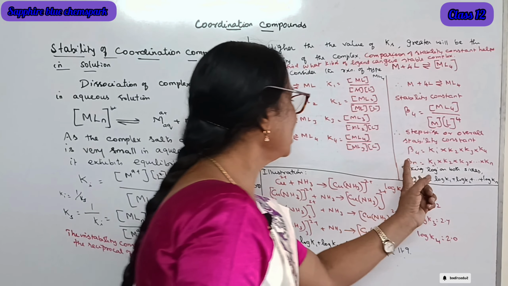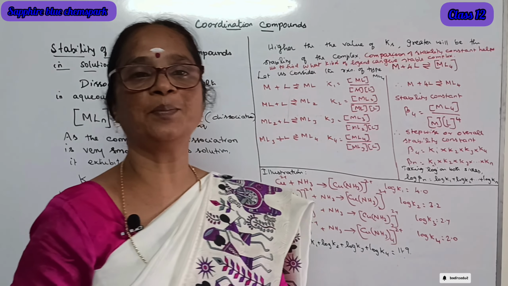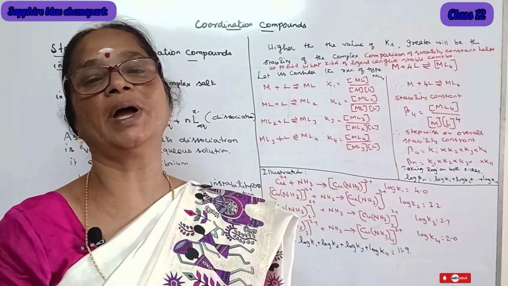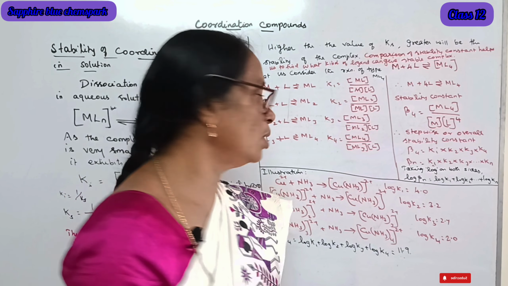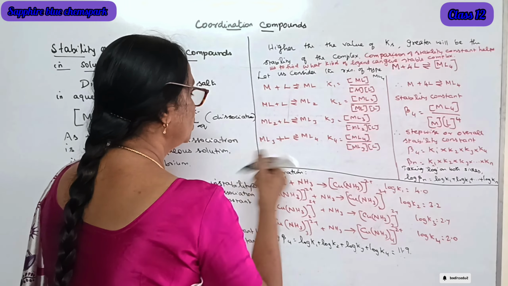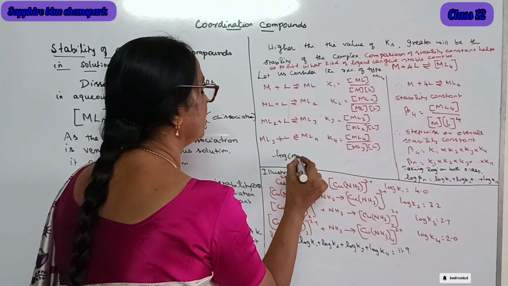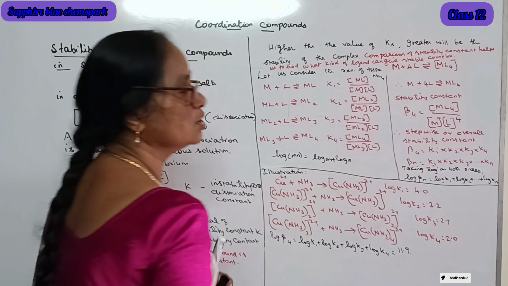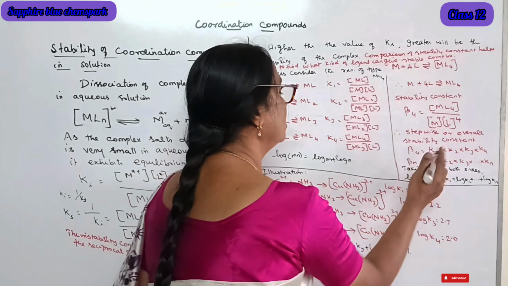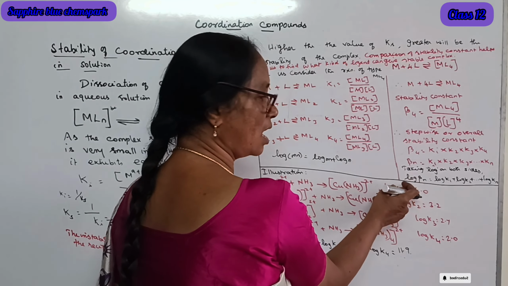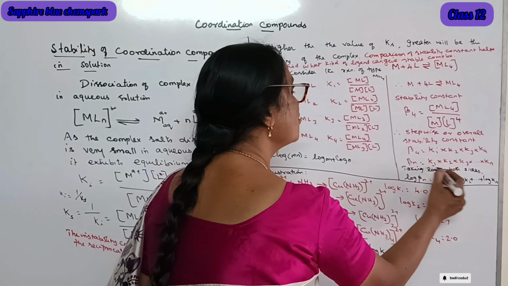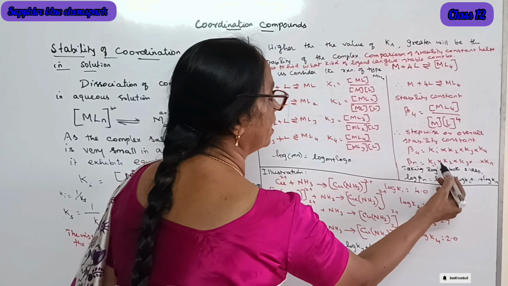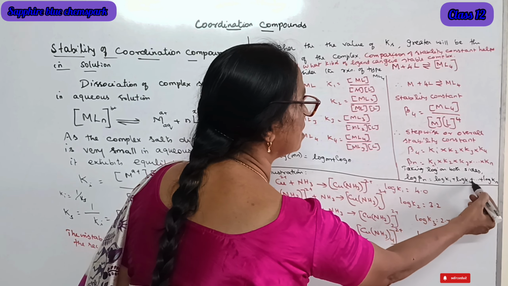Next, if I take log on both sides, what happens? In the logarithm, when you find the product, you have to make it as an addition value. So the rule we have, according to the product rule of logarithm, is log mn equal to log m plus log n. So applying the product rule, taking log on both sides, I can write log of beta n equal to log of the entire formation constant values. So applying that product rule, I can write log K1 plus log K2 plus log K3 etc.